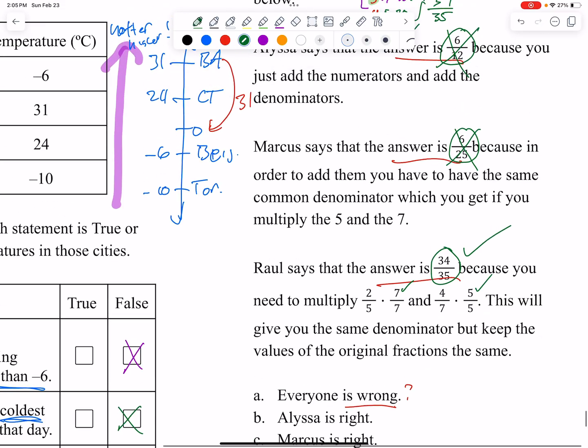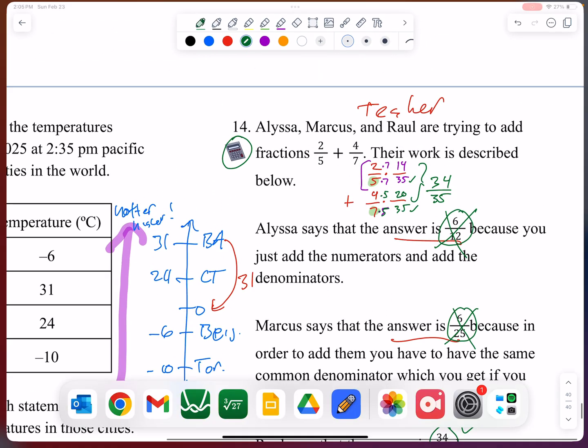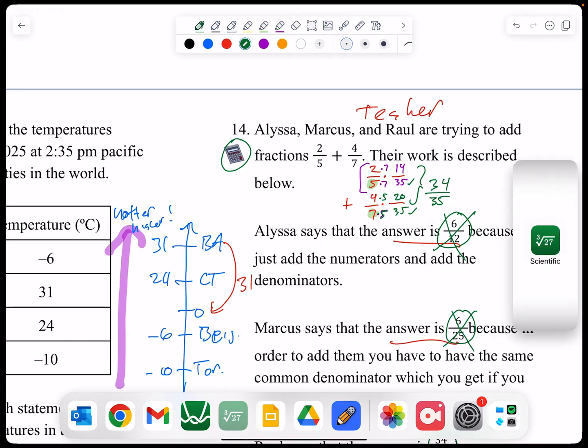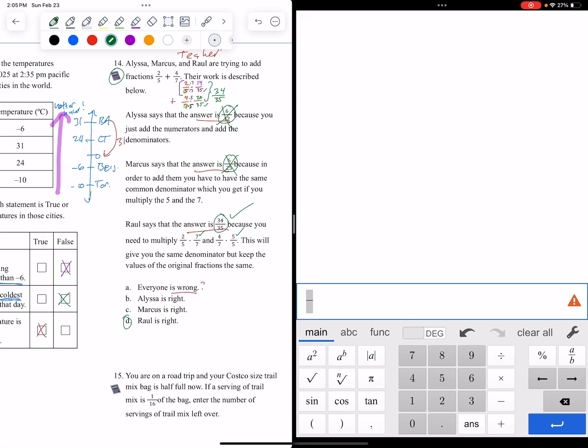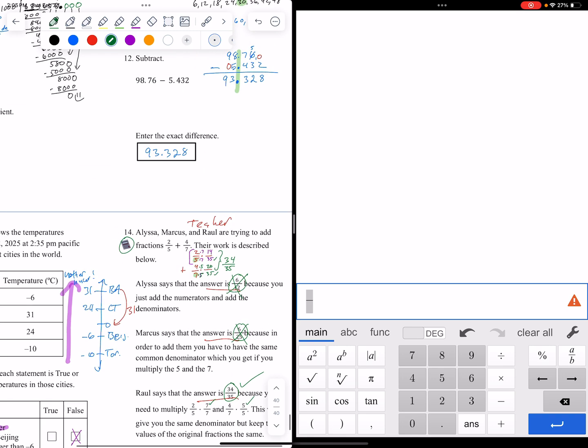Now here's the thing that's interesting. They technically gave me a calculator. So how would I use that to my advantage? So let's look at this. I have a fraction button. I had 2 over 5. And I'm going to add another fraction which has 4 and 7.